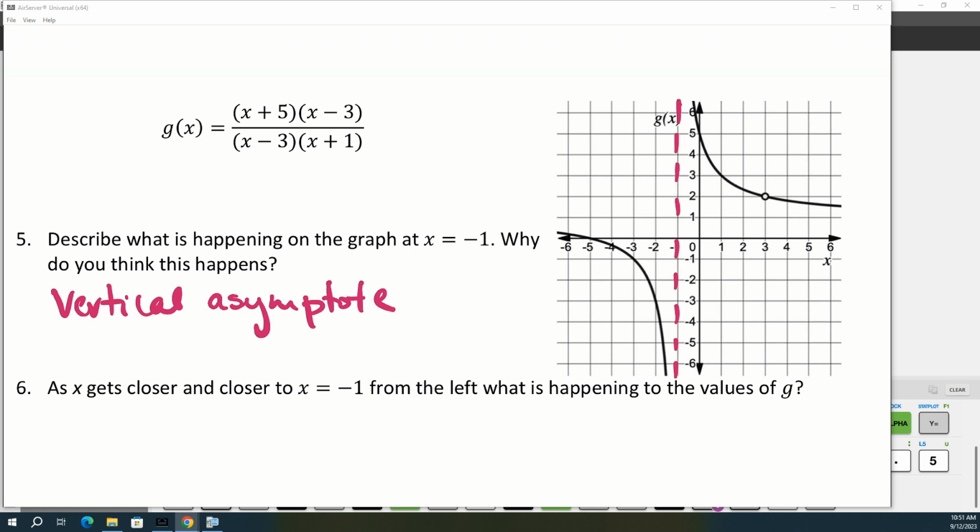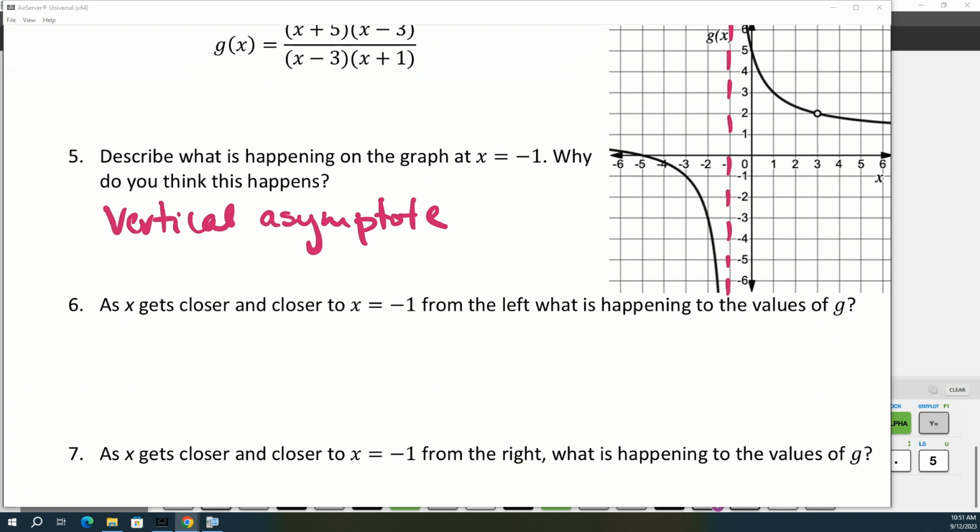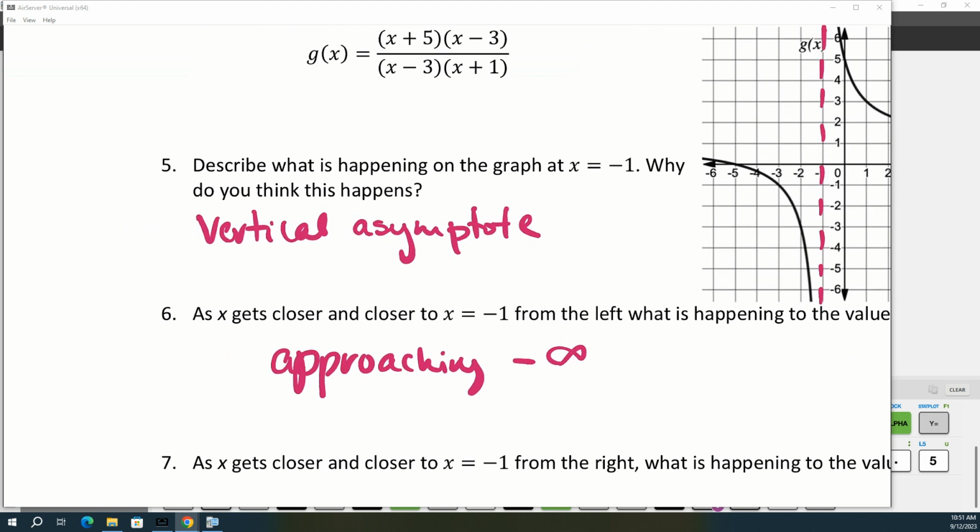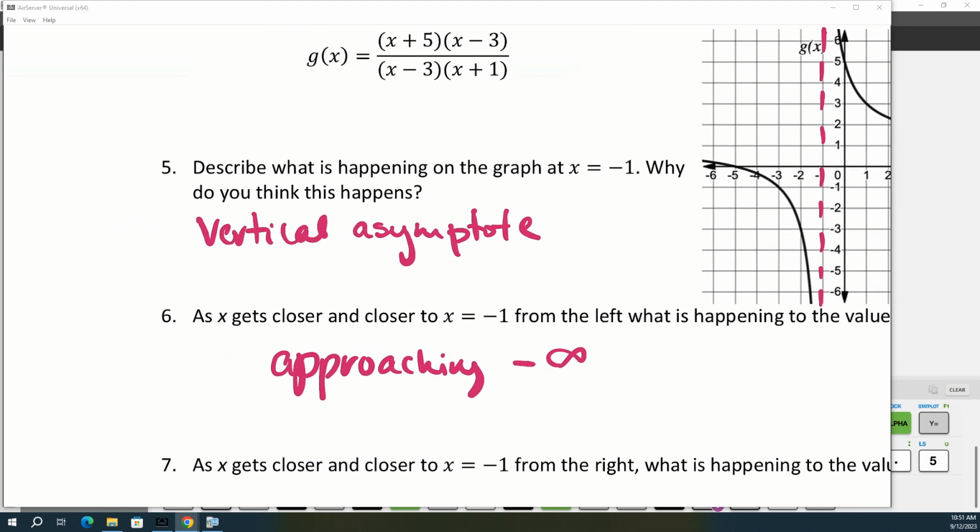Okay, and so on number 6, as x gets closer and closer to -1 on the left, what is happening to our function? It's decreasing faster and faster and faster. So it's actually approaching -infinity. And if you didn't write that, it's okay. If you wrote something, that was right. Now I'm going to show you guys a new limit notation that you've never seen before, and it's okay. We can figure this out together.